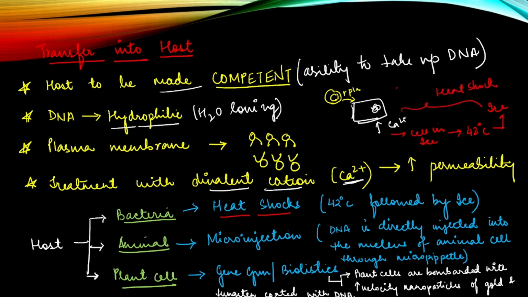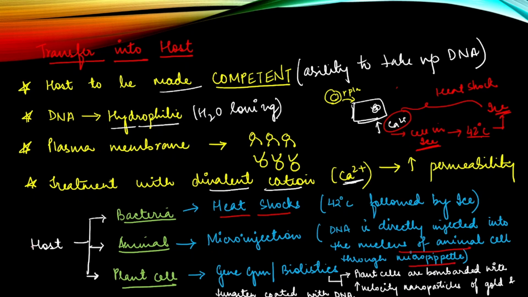Why do we call it heat shock? First we treat it with calcium, important. Then we place it in ice, very low temperature. Again we give a high temperature, 42. Again we give a low temperature. So it is a continuous drastic change of temperature. We call it heat shock for bacterial cells.